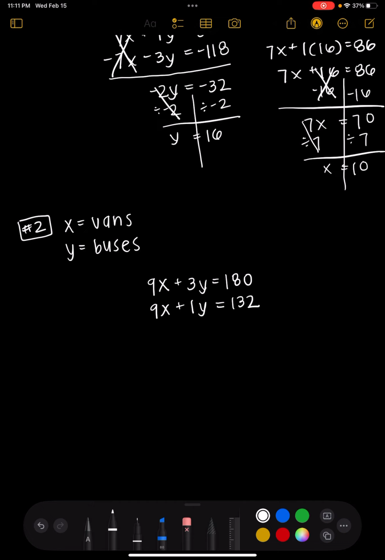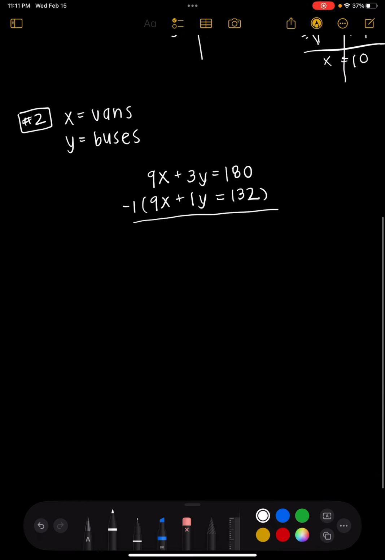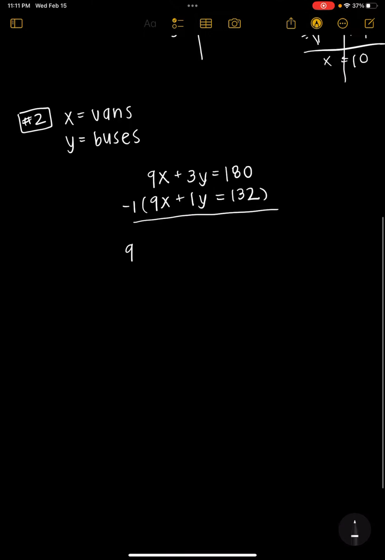All right, now we can solve this because it's a system of equations. Same way that we solved the last one. I'm just going to multiply the bottom by -1. The reason why I'm multiplying by -1 is because the 9x's will cancel out if one's positive, one's negative. So I'm just going to rewrite the top equation. And then the bottom equation becomes -9x minus 1y equals -132.